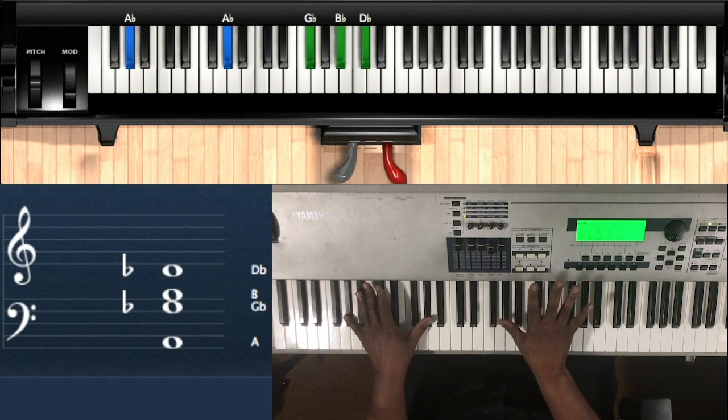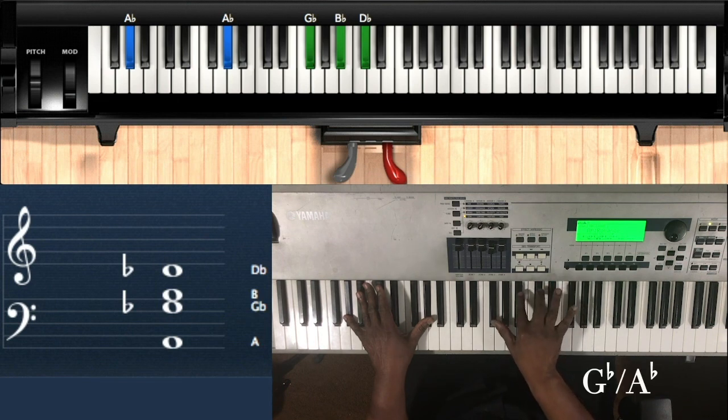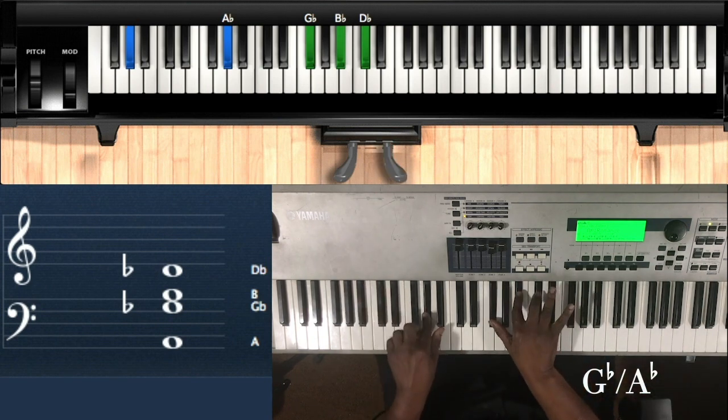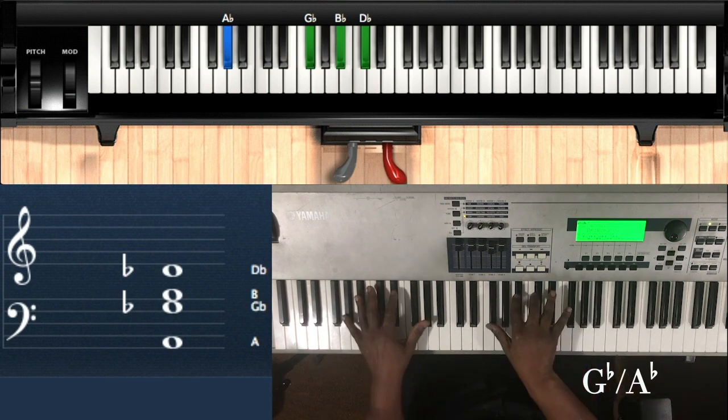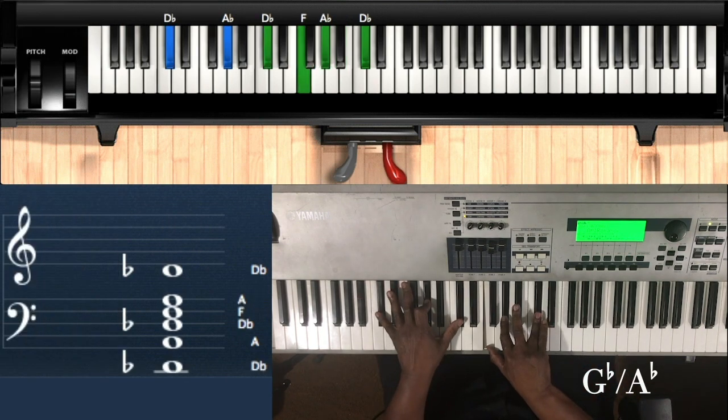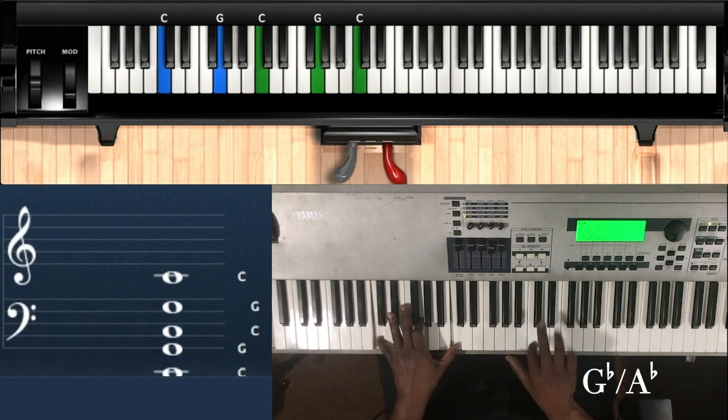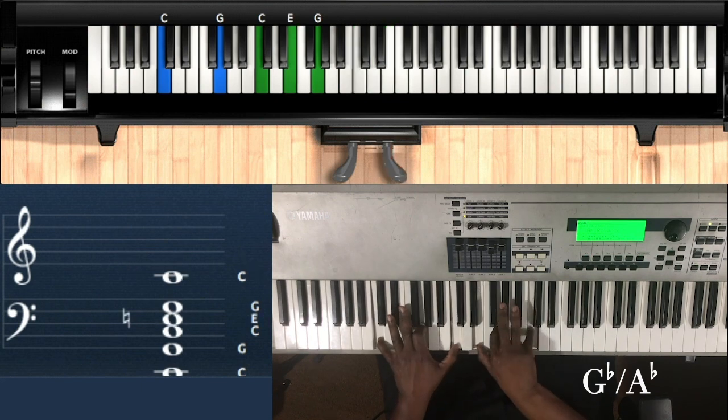Now, in the pop world, we would say, you know what that is? That, my friend, is a G flat over A flat. So A flat in the bass and G flat in the right hand. Then we're there. So here we go.